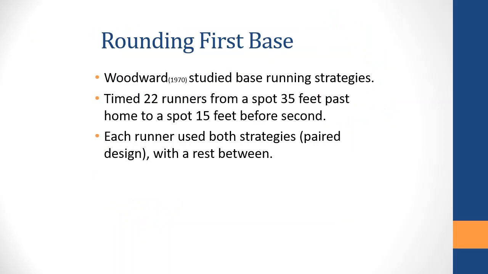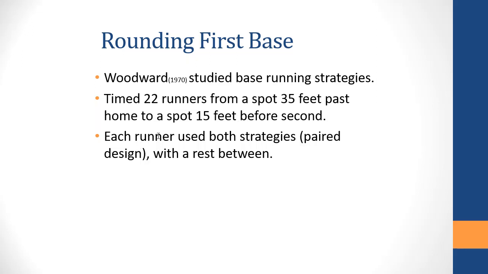So this is coming from the 1970s. They looked at base running strategies. They took 22 runners and they marked them from a spot 35 feet past home to a spot 15 feet before second. So they wanted to focus in on the running portion. So not the sliding, not the starting, but just the running portion. So they're trying to pull out the variability there.